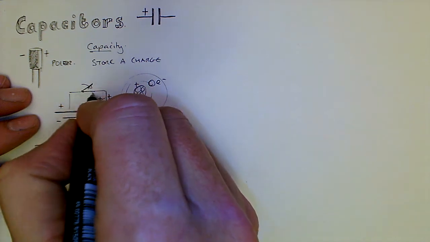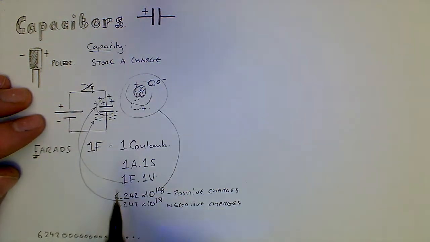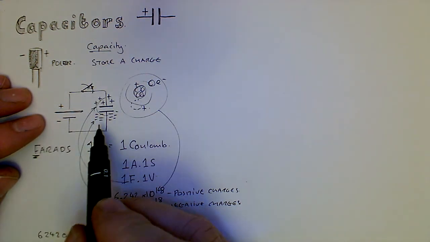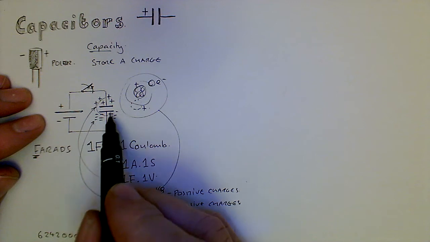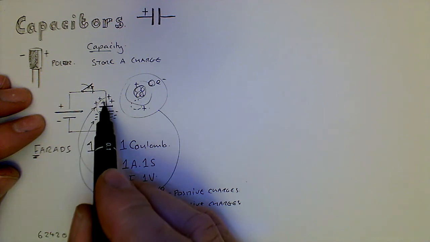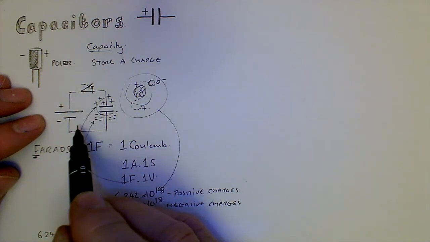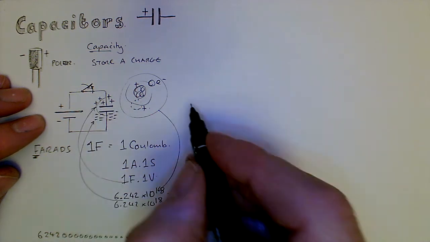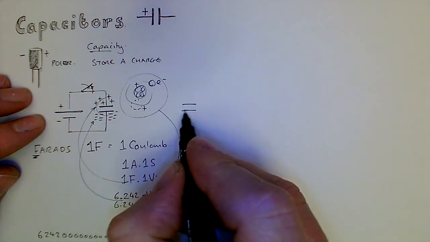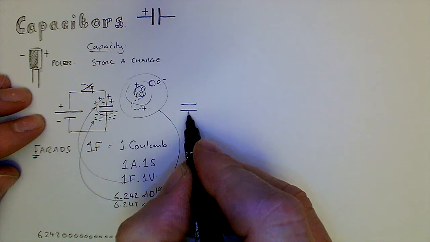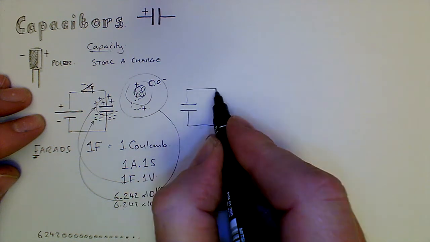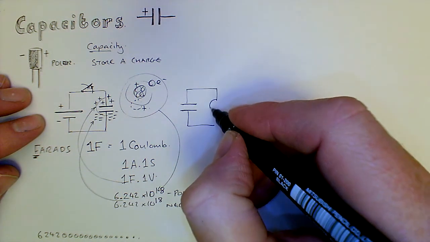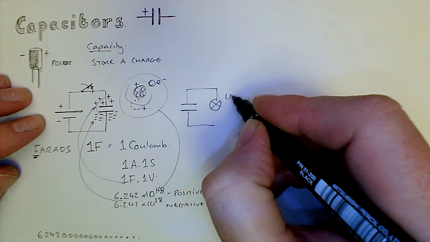If I open that switch again, break that circuit, for a brief period of time, okay, that capacitor will simply hold. There's nowhere for the electrons to go, there's no circuit to complete, and therefore it will hold that charge. If, however, we completed the circuit like so, let's have a lamp. This is the symbol for a lamp.